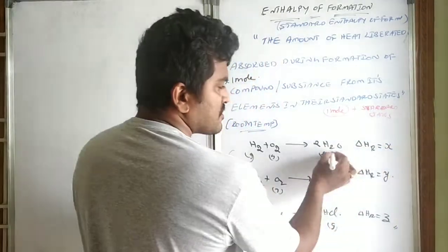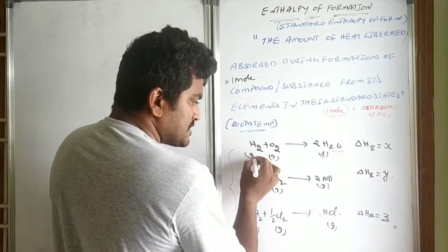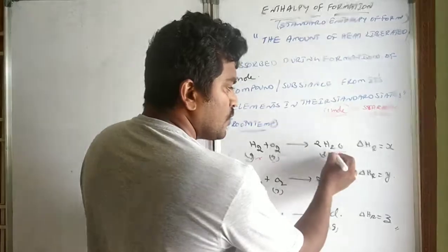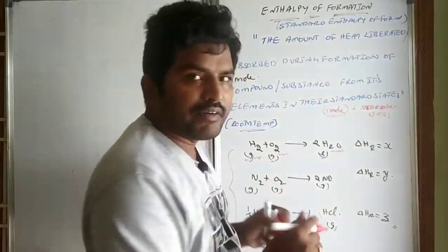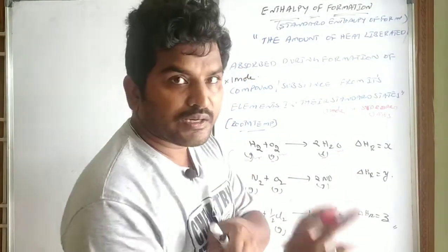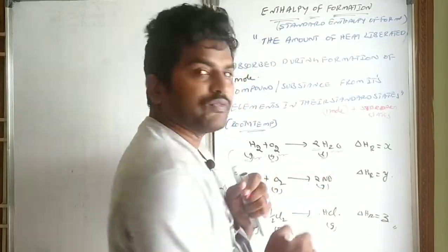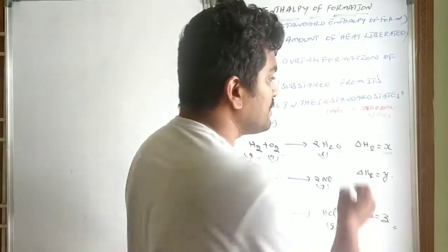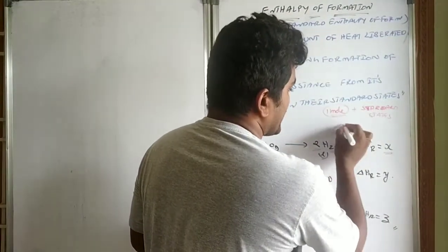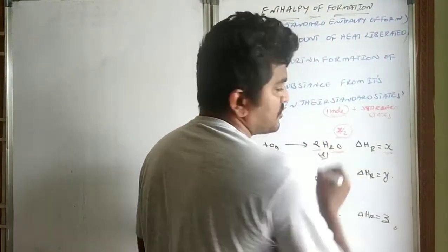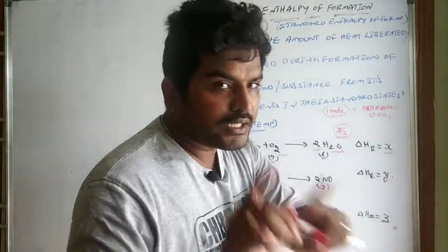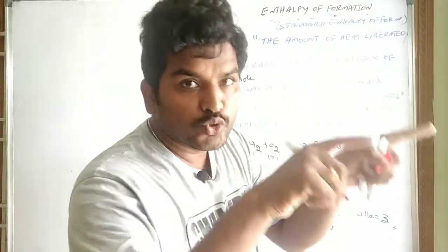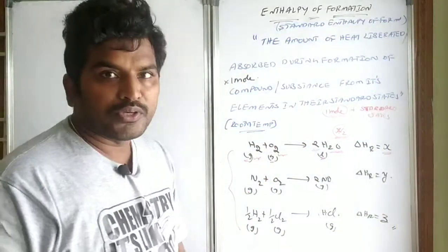During formation of H2O, the hydrogen standard state is gas, the oxygen standard state is gas, and the water standard state is liquid. So everything is very clear. But you see, 2 moles are formed. During 2 moles formation, X is the heat. For 1 mole, it will become X by 2. So the enthalpy of formation value will be X by 2. So X does not correspond to the enthalpy of formation; X by 2 will.